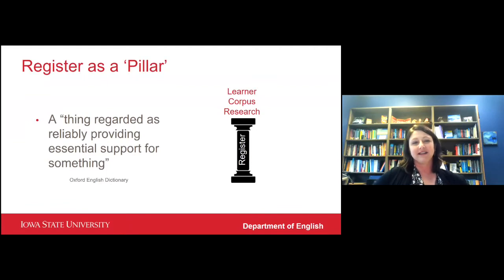So if we look at the metaphorical use of the word pillar, really the definition is it's something that's regarded as reliably providing essential support for something. And this really captured very concretely how I view register and its relationship to learner corpus research.